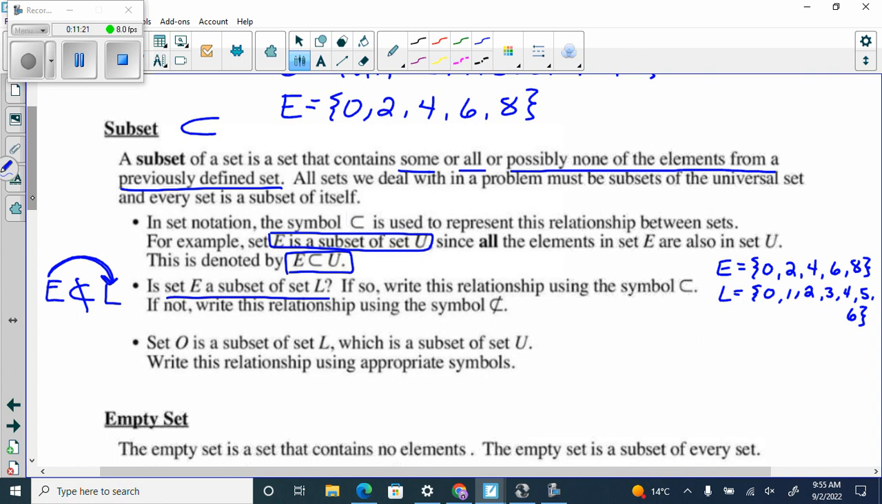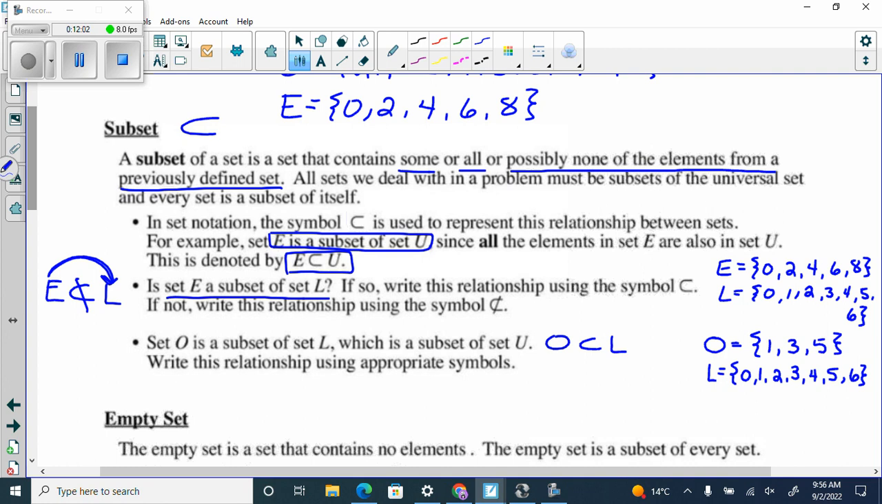So they say set O is a subset of L. Let's check it out. If O is a subset of L, everything in O must be an L. So O has 1, 3, 5. L has 0, 1, 2, 3, 4, 5, 6. Is everything in the O set in the L set? Let's check. 1 is in L. Yep. 3 is in L. Yep. 5 is in L. Yep. O is a subset of L. That's a true statement, right?